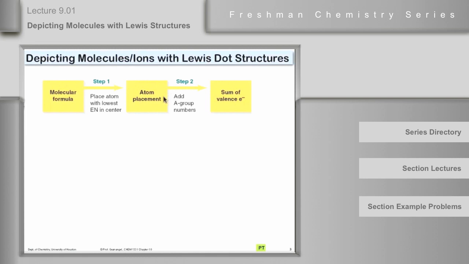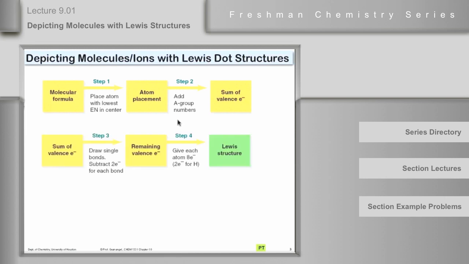Now, once we have that topology, really it's the topology of the molecule, the next thing to do is to figure out how many total valence electrons there are available for the atoms in this molecule. So we add them up. Okay? We're not going to be doing this, at least not much, for transition metals. It'll all be main group for the most part. And so we add up the group numbers and we count the electrons that way.